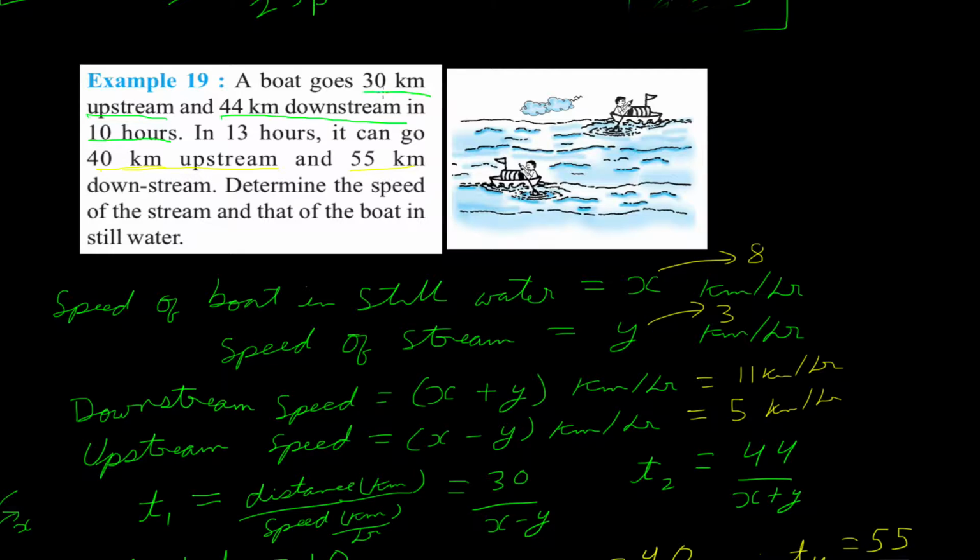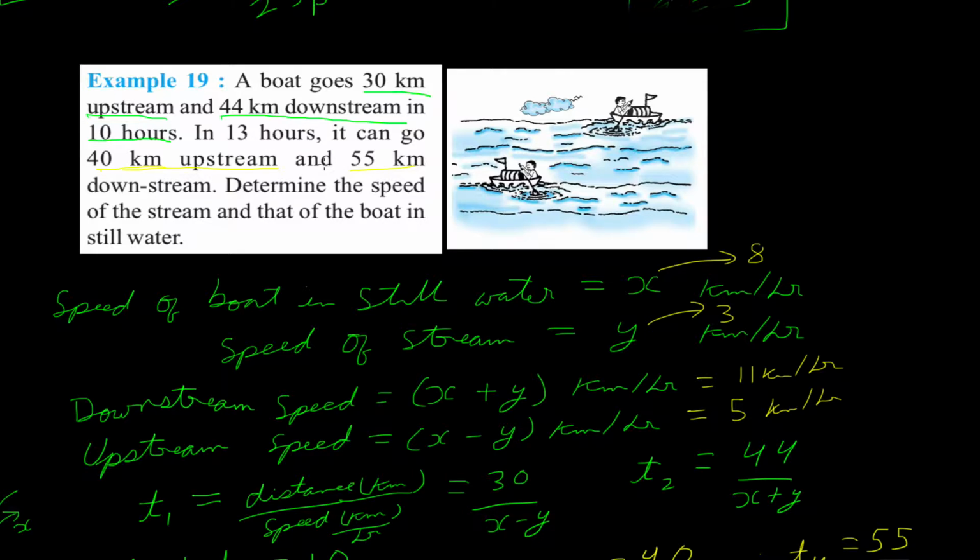And for upstream 30 kilometer, the time will be 30 by 5, 6. So 30 by 5, 6 plus 44 by 11, 4. 6 plus 4, 10 hours. Makes sense. This one is correct. For here we have 40 kilometer upstream. So 40 divided by 5, 8. 8 hours for upstream, and 55 by 11, 5. 8 plus 5, 13 hours. So this makes sense as well.